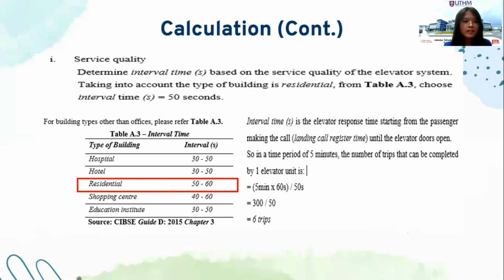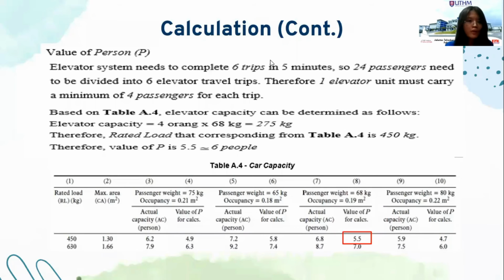For the service quality, taking into account the type of building is residential, from table A.3 the interval time is 56 seconds for residential. So in the time period of 5 minutes, the number of trips that can be completed by one elevator is 6 trips. Next, for the value of P, the elevator system needs to complete 6 trips in 5 minutes, so 24 passengers need to be divided into 6 elevator trips. Therefore, one elevator unit must carry a minimum of 4 passengers for each trip.